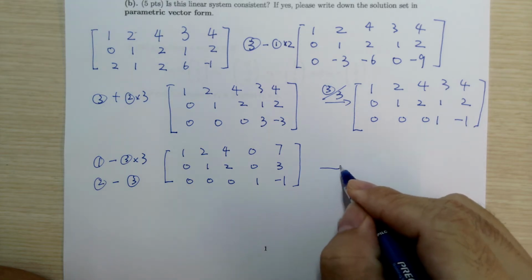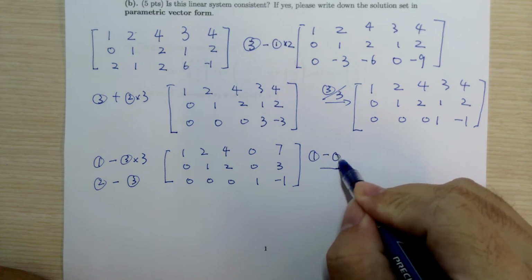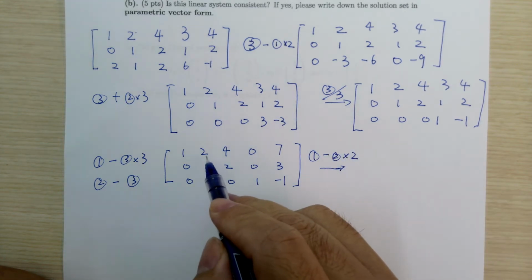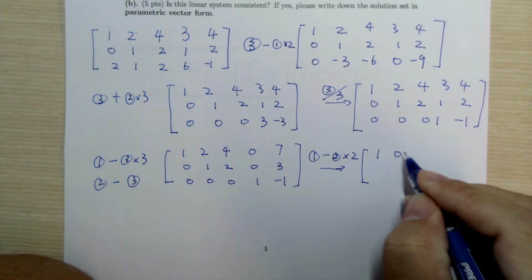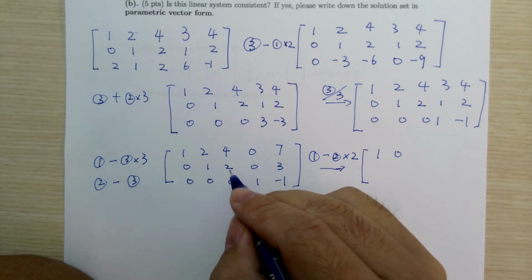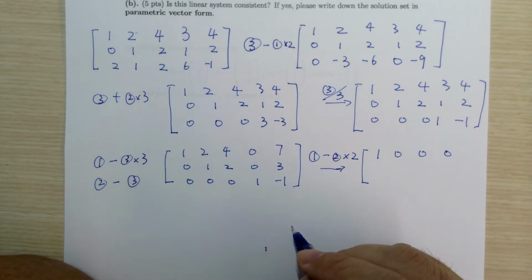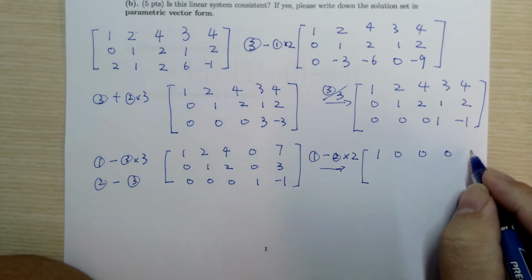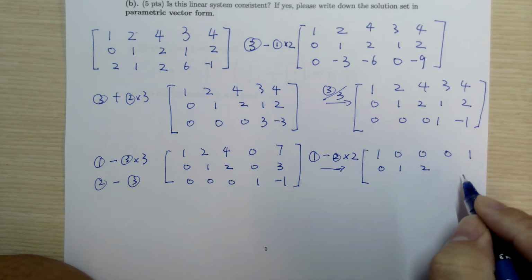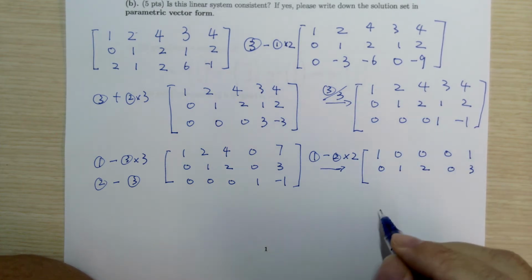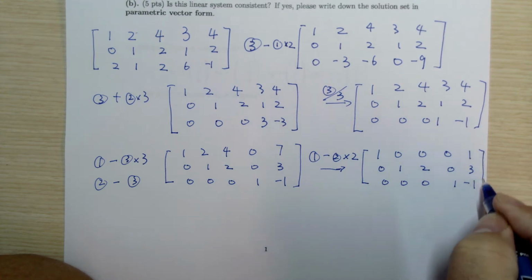Okay? And what we can do is use row 1 minus row 2 times 2, so that we can get rid of this 2 here. So it's going to be 1, right? 0. So 4 minus 2 times 2 also gives us 0. Okay, so it's good. This is 2 there, and this is going to give us a 1. We're going to have 0, 1, 2, right? 0, 3. And we're going to have 0, 0, 0, 1, negative 1.